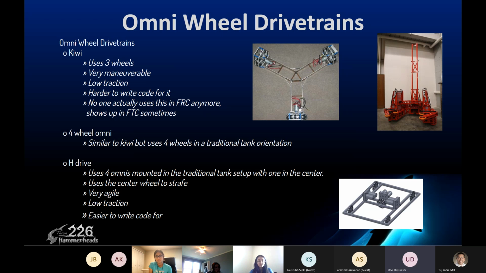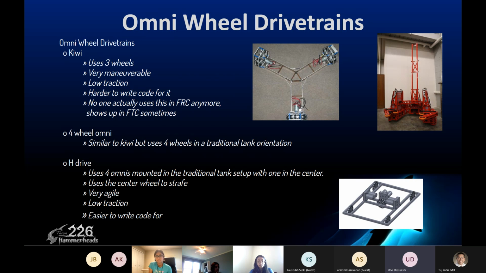They are harder to push over and stronger, as well as maneuverable, but they have low traction and can be easily spun and moved. Kiwi drivetrains are more complex to build and harder to program, so no one actually uses these in FRC much, although they do show up in FTC sometimes.